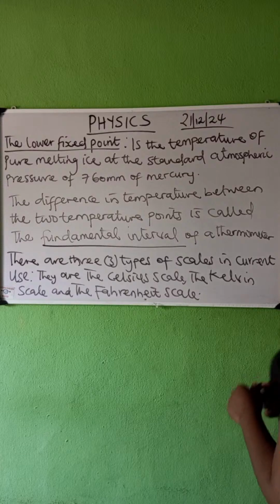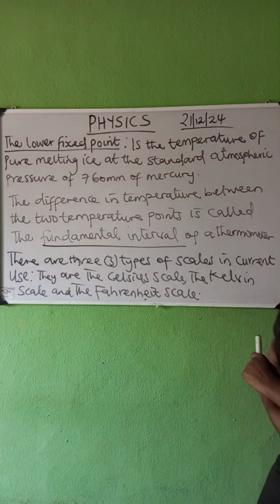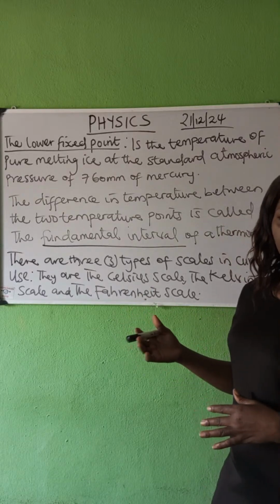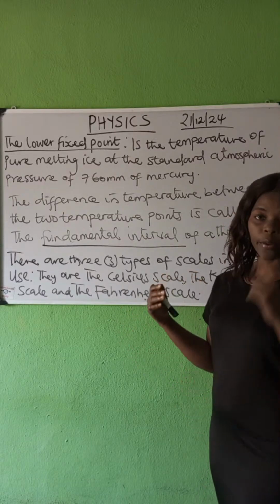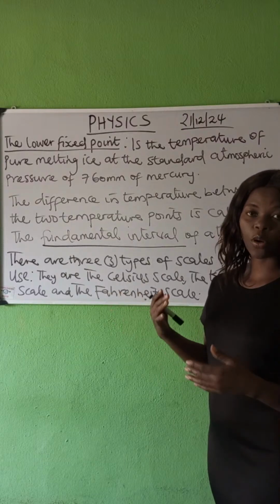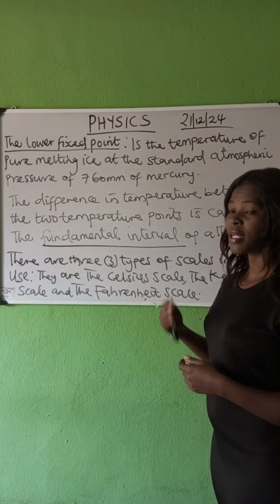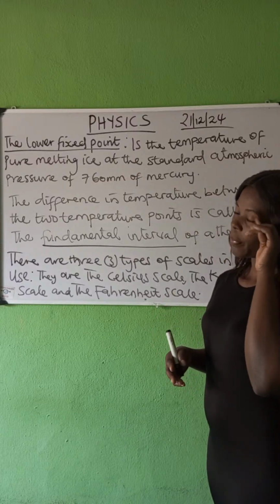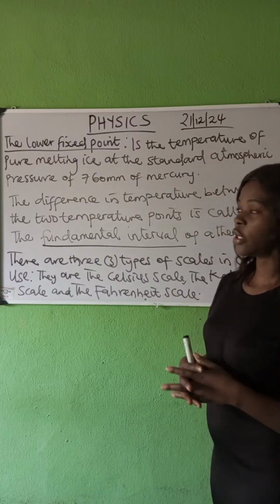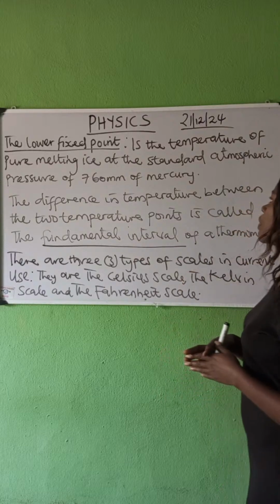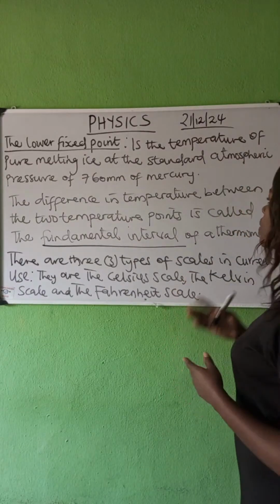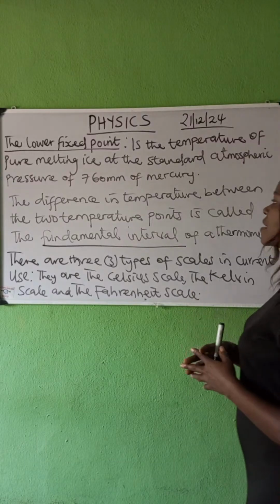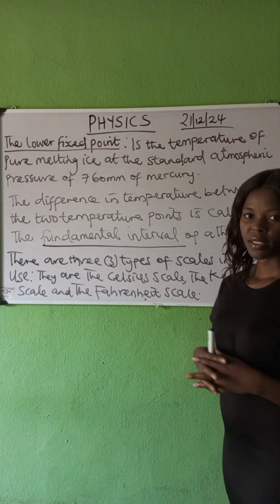Okay, so let's go to the lower fixed point. I've explained upper fixed point as the temperature of what? Steam from pure water, right? So before the water will boil up to the vapor level or to steam level, it has gotten up to the upper fixed temperature point, which is 100 degrees Celsius. Now, the lower fixed point is the temperature of pure melting ice at the standard atmospheric pressure of 760 millimeters of mercury. Is that clear?